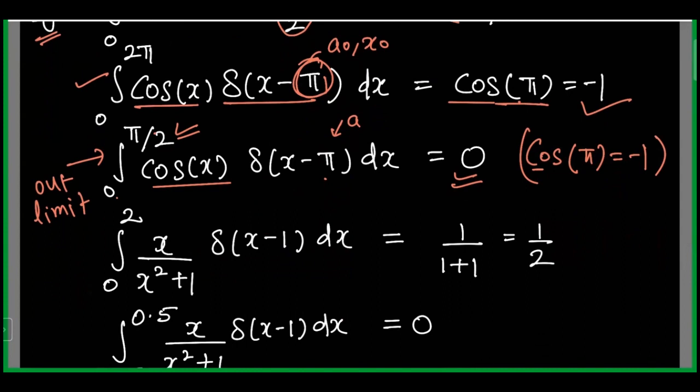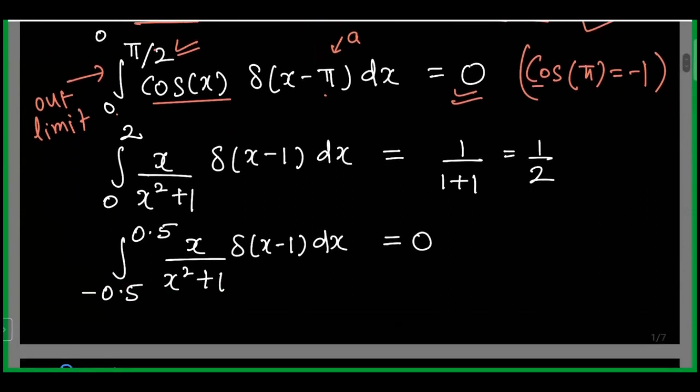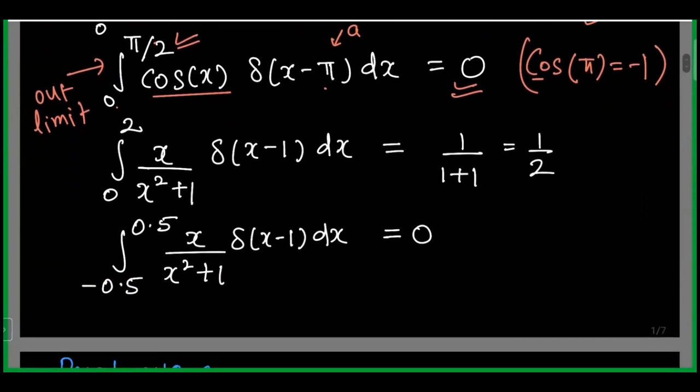But if your a value is inside the limits, then you put the value of a in your function. That is the rule for solving integrals involving the Dirac delta function. Very nice, this is the analysis I wanted to tell you. Now let's do one more example. Now my function is x divided by x square plus 1, and my Dirac delta function is δ(x minus 1). So my a value is 1. Very good.